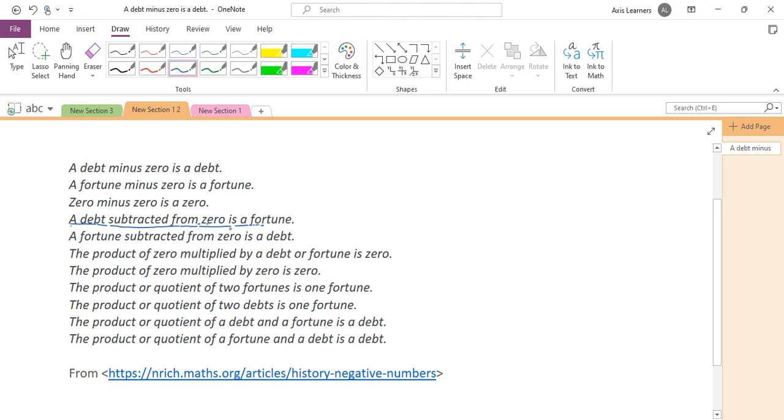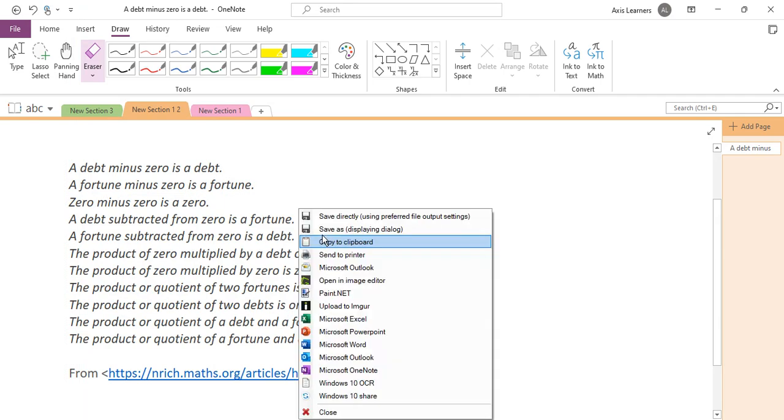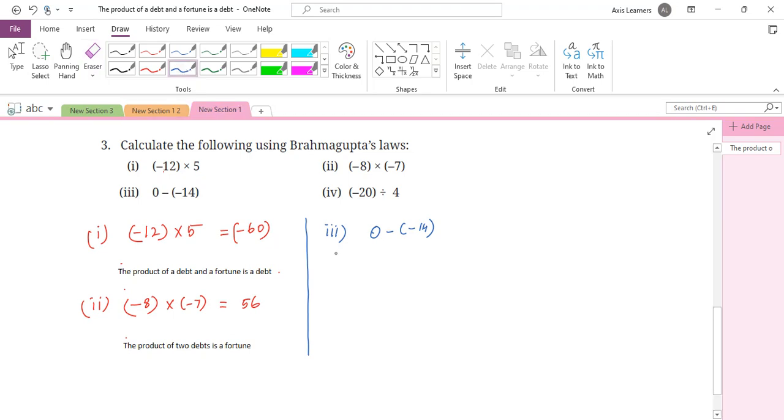So a debt subtracted from 0 is a fortune. If you use this law, what will come? We will get a positive number, right? So use this law: a debt subtracted from a fortune is a fortune. See this, it is a negative number, so it is a debt. We are subtracting this from 0, so the answer will be a fortune. That means positive 14. Okay, so this is the rule.